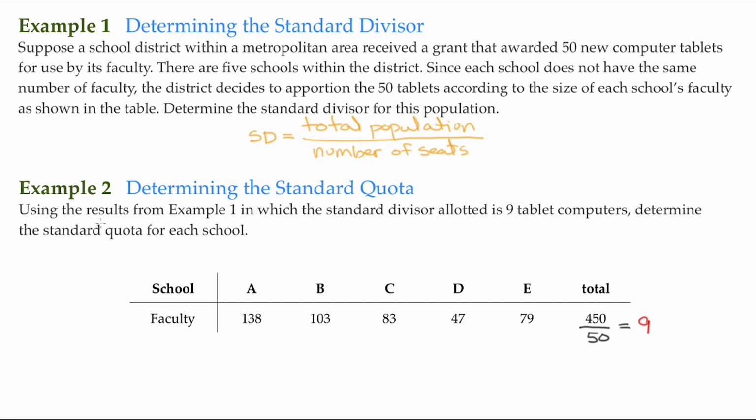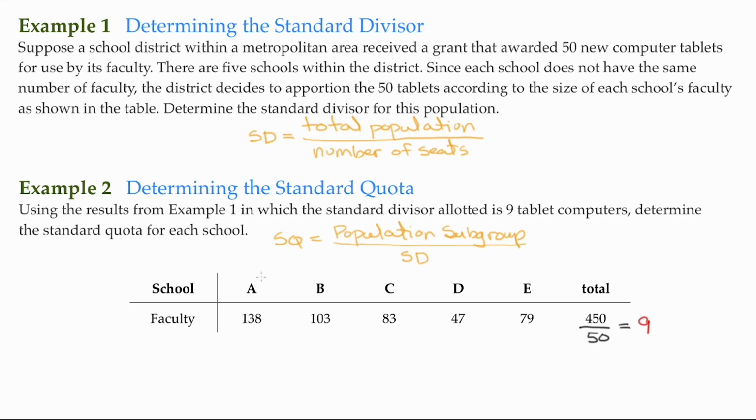So it says here, using the results from example 1, in which the standard divisor allotted is 9 tablet computers, determine the standard quota for each school. So the formula for this standard quota, again, I'm just going to shorthand it here. I'm going to write it as SQ for standard quota. That's equal to the population of each subgroup. And then we divide this, again, it's another average. We just divide this by the standard divisor. And I'm just going to put down SD for standard divisor.